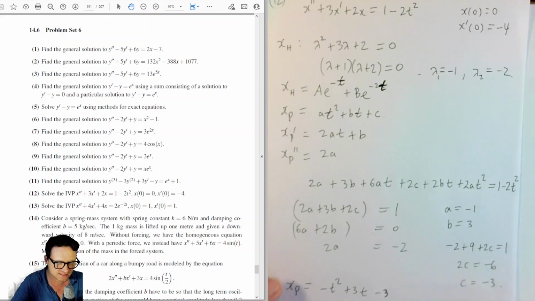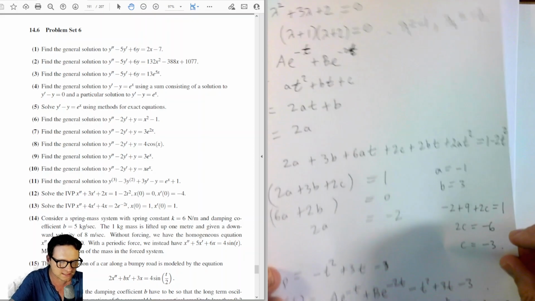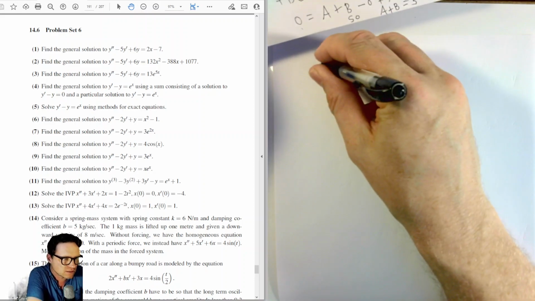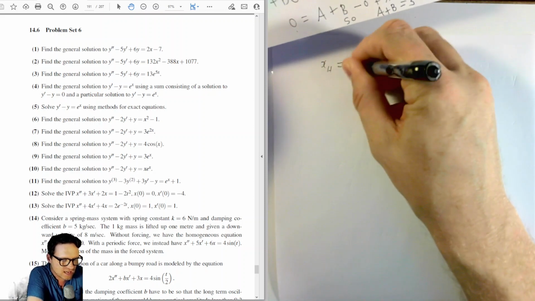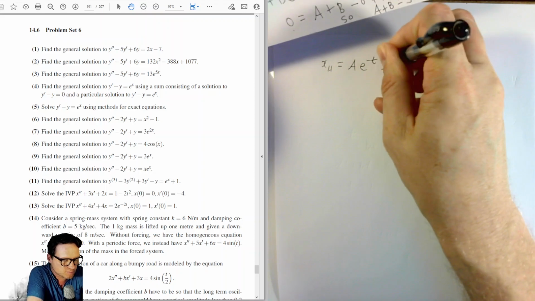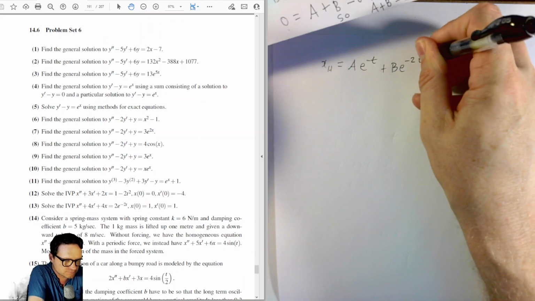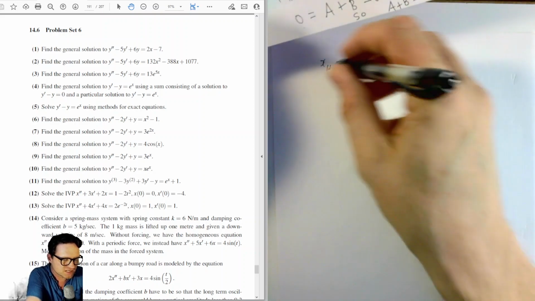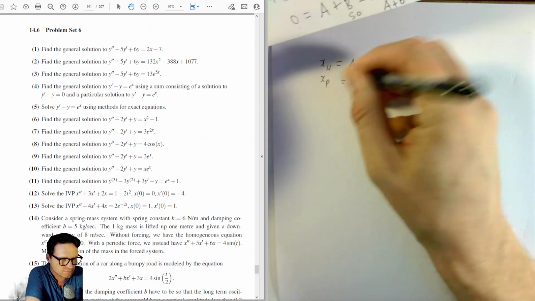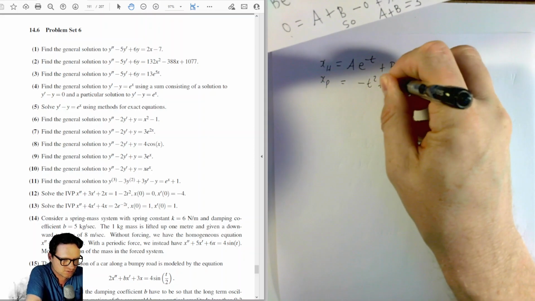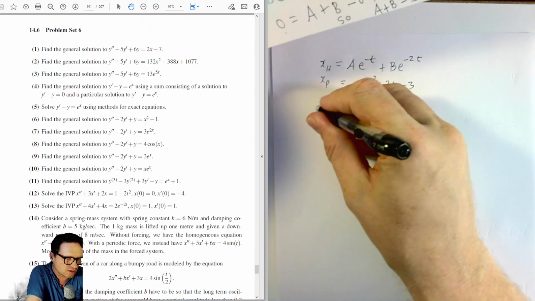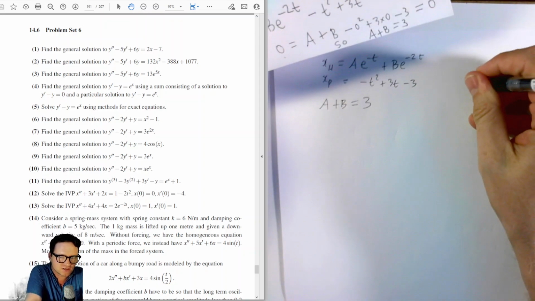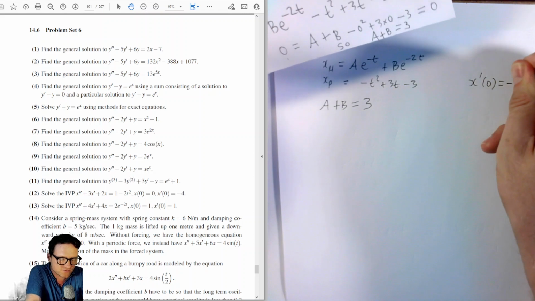All right, so we need to set this page aside, or at least write down what we got from it. Okay, so far we have x homogeneous is A e to the minus t plus B e to the minus 2t. We know our particular solution is minus t squared plus 3t minus 3. And so we also have A plus B is equal to 3. Okay, next we have to use x dash of 0 is minus 4.